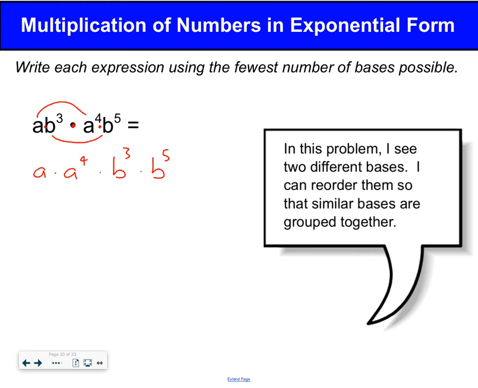Well, one thing that's important to remember is a letter all by itself actually does have the exponent of 1. So I can rewrite A to the 1 plus 4 power times B to the 3 plus 5.